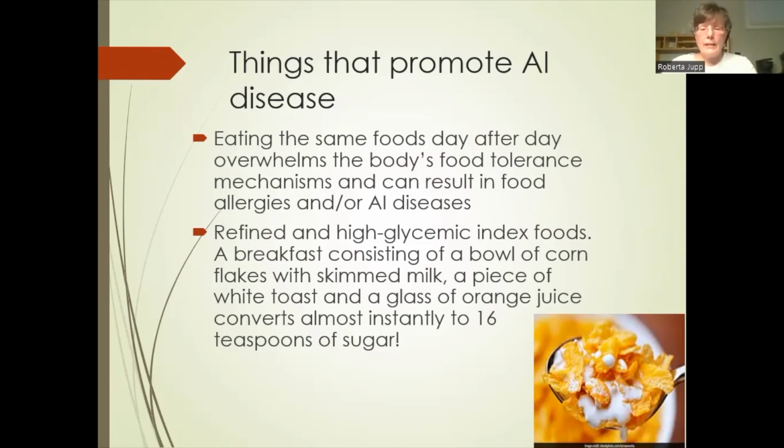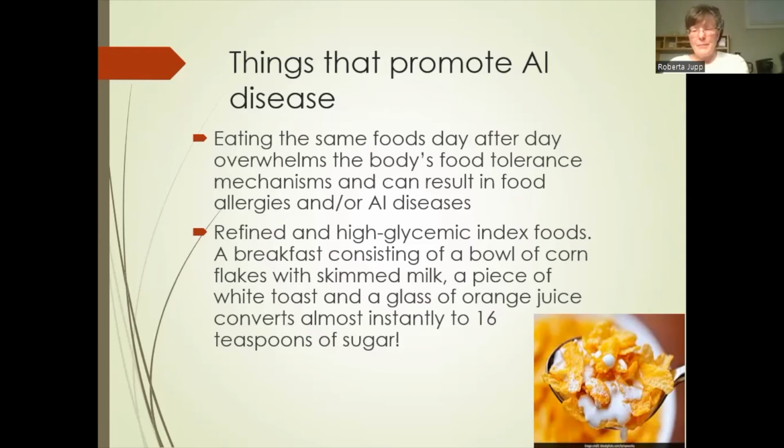Foods that have a high glycemic index can be inflammatory. So if we have a bowl of cornflakes, hey, that's healthy, right? Like a healthy breakfast. Cornflakes, skim milk, white toast, and orange juice converts almost instantly to 16 teaspoons of sugar. And that goes to answer your question, Curtis, about the AGE index. I don't know what the exact AGE index of that would be, but it would be high because this food is converting to sugar instantly.